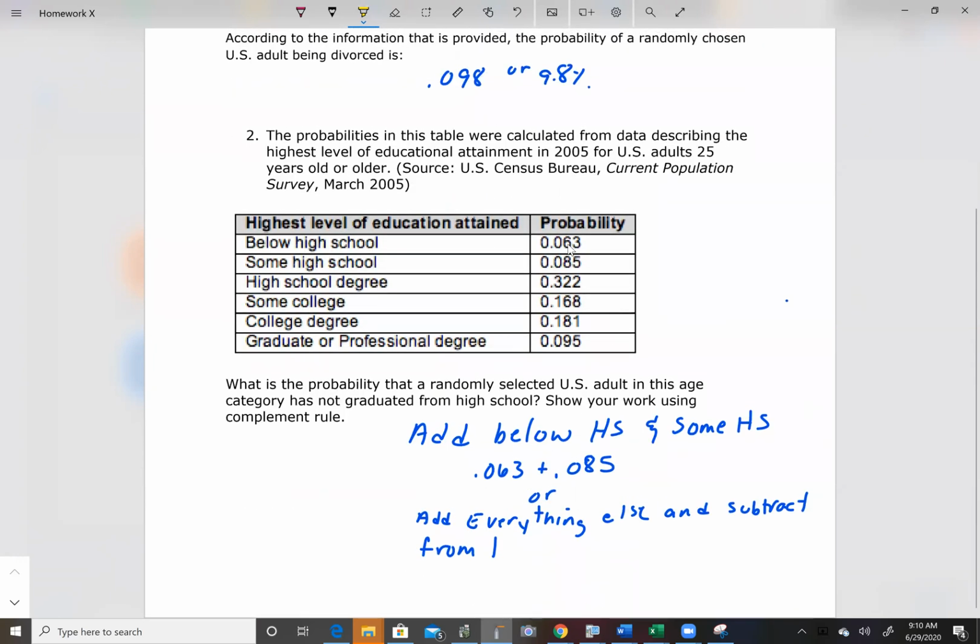Question 2, it's just kind of the same thing. You could do it 2 different ways. It asks to use the complement rule, which is actually a harder way to do it. The first way would just be to add up these 2 numbers, and that will give you everybody who has not graduated from high school. Using the complement rule, you would add up all of the numbers that don't match what you're looking for and then subtract it from 1. You should get the same answer doing it either way.